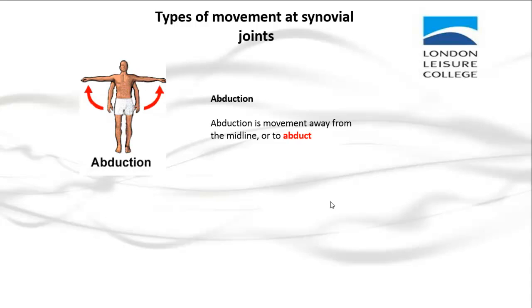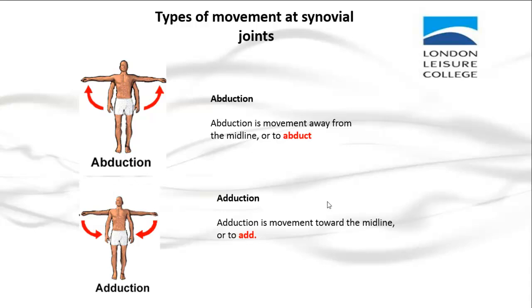So the first one we're going to look at is abduction, and it's movement away from the midline, or to abduct. Okay, so as you can see in the diagram, this guy is taking his arms away from his body, and so that joint movement is known as abduction. The opposite to abduction is adduction, and that's where you're bringing your arms in towards the midline, or to add.